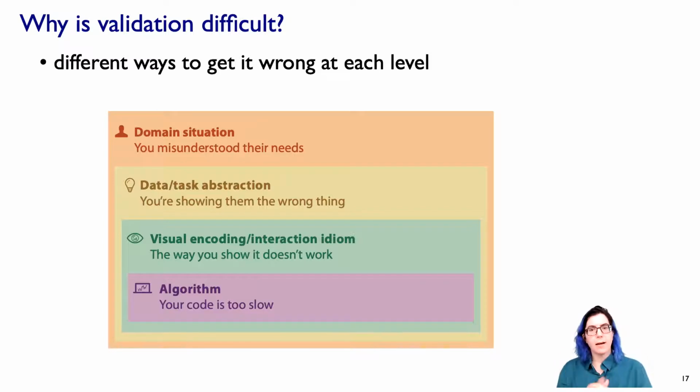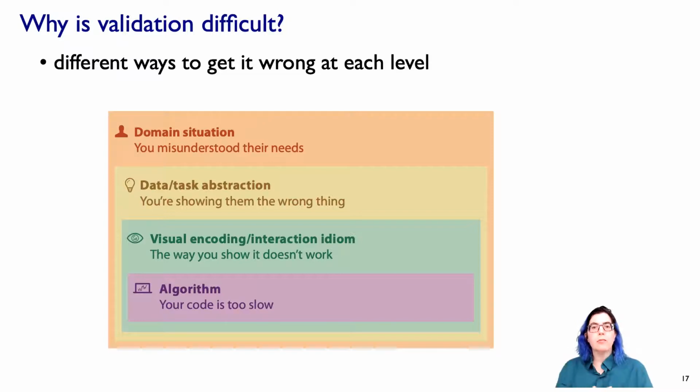Now at the idiom level, how could we get it wrong? Well, we could just do something that does not work with the human perceptual system. There are many, many pitfalls there because people are tricky. Finally, at the algorithm level, the threat to validity is you could have, say, code that's too slow.